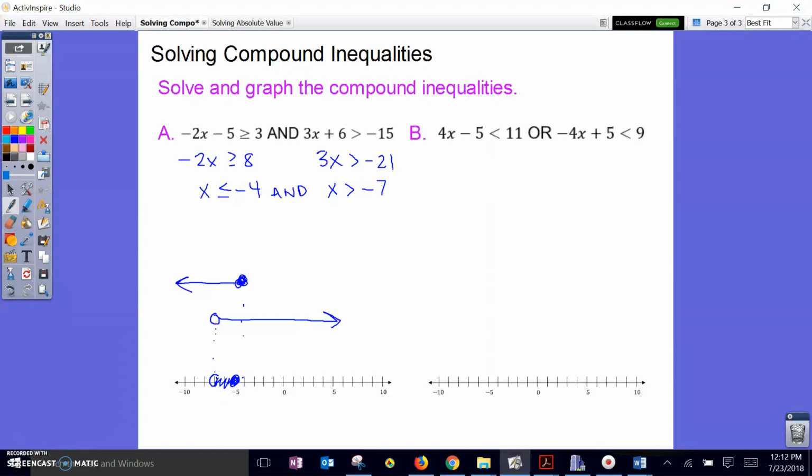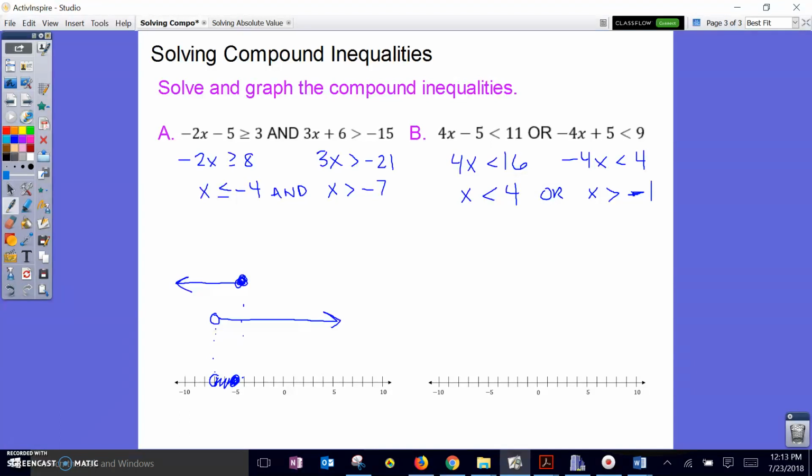And one more example here. Add 5 to both sides. Divide both sides by 4. Subtract 5 from both sides. Divide both sides by negative 4. Make sure I flip my inequality sign, since I divided by a negative.